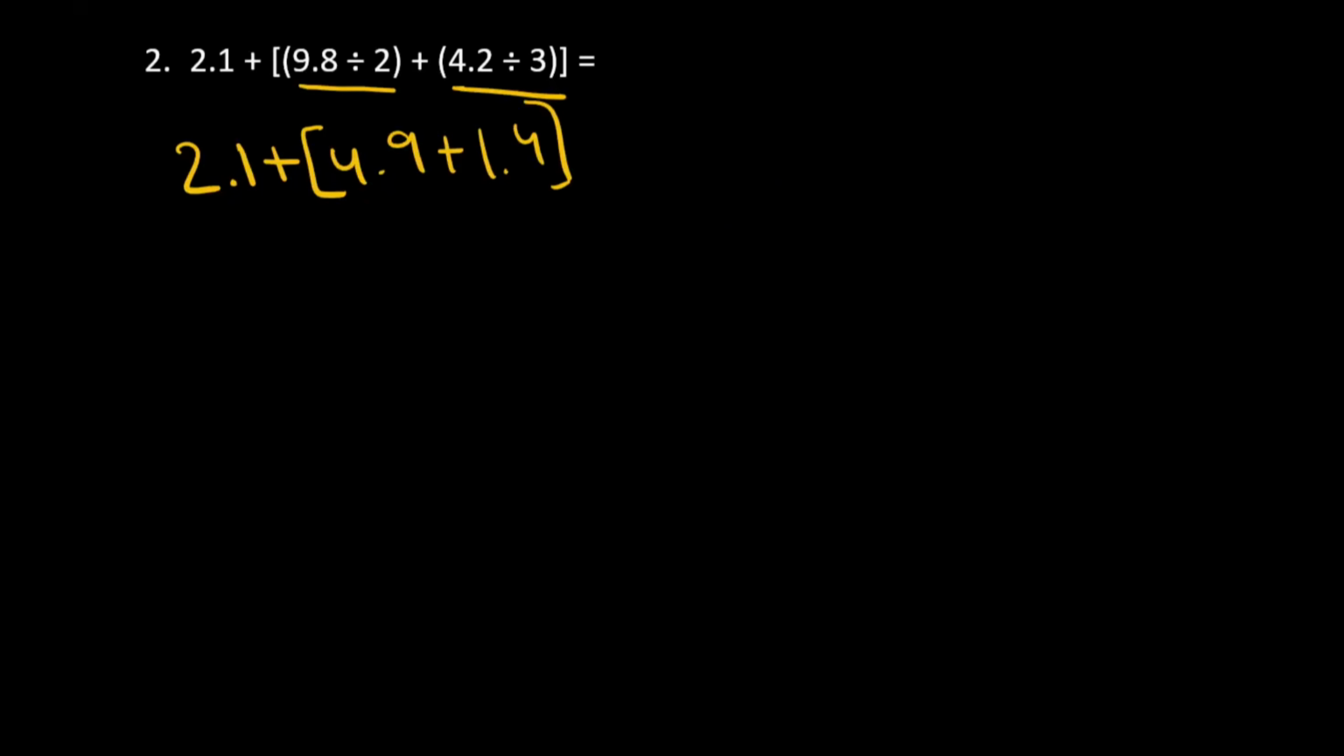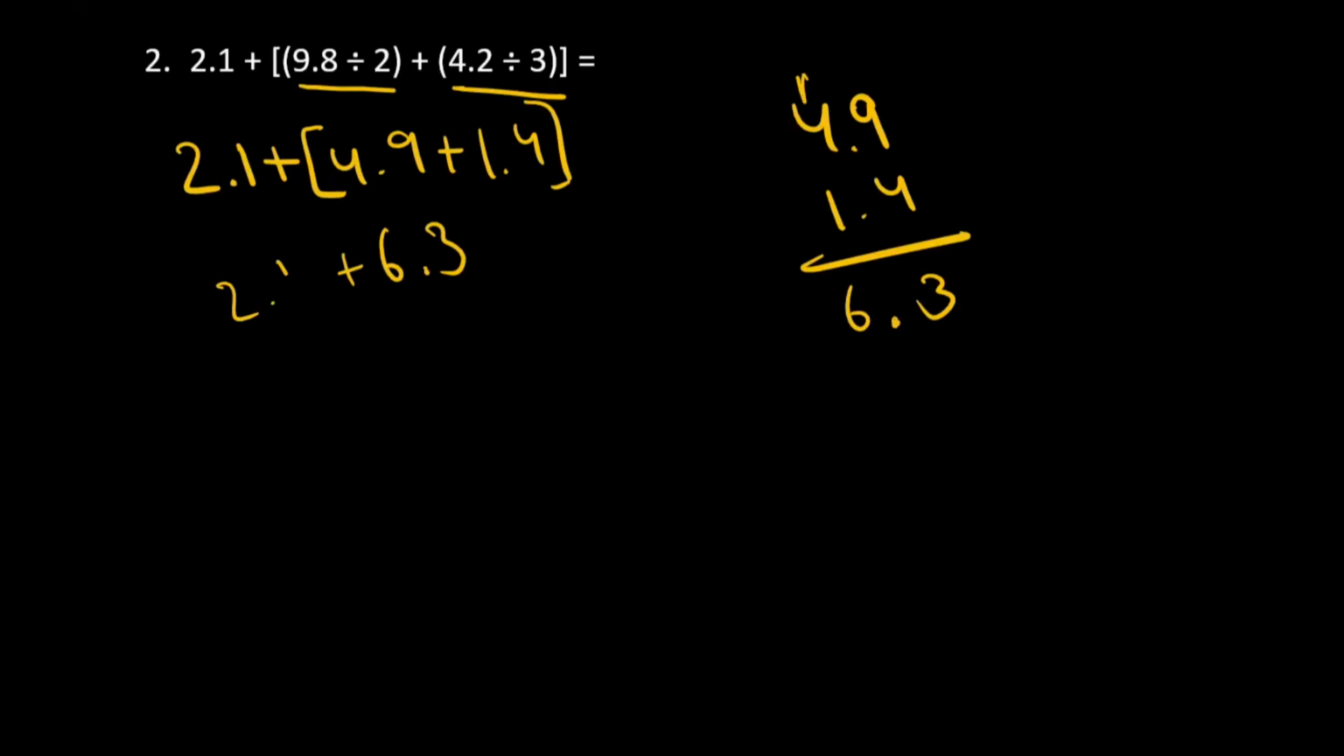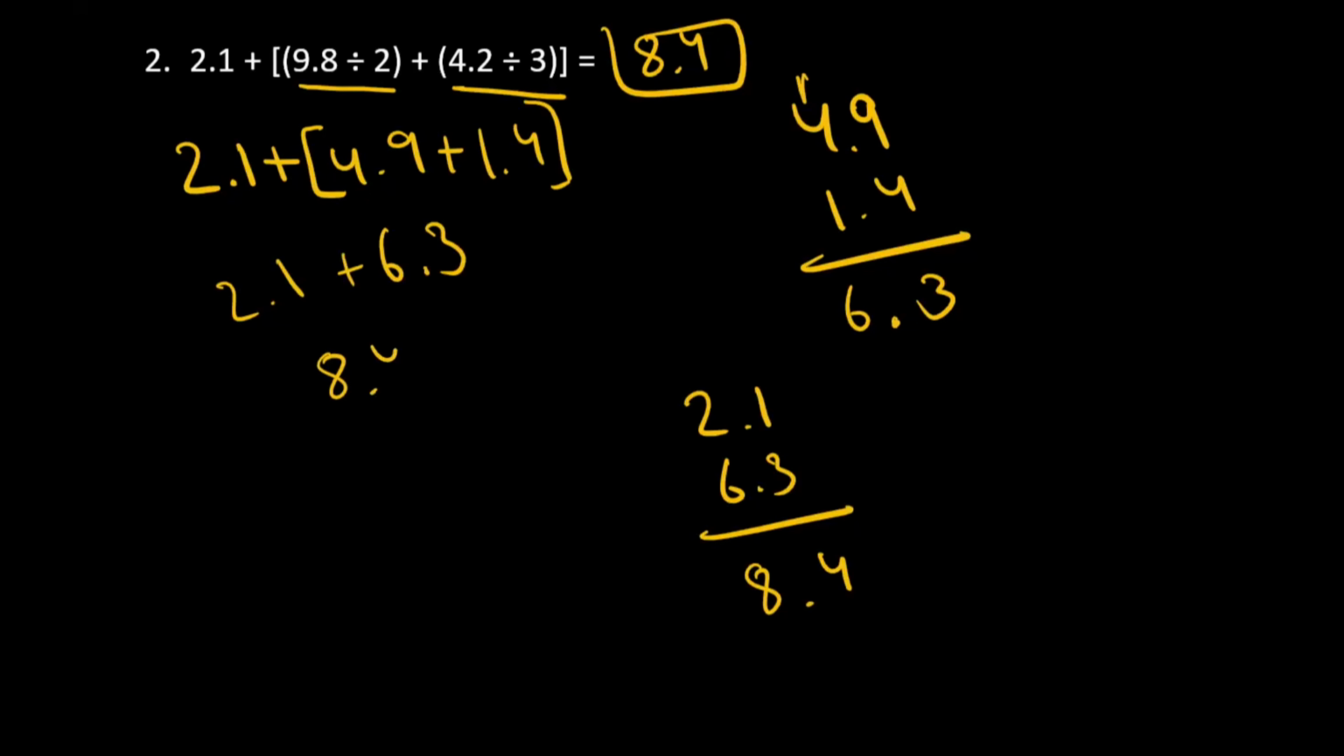Now we're going to do 4.9 plus 1.4. So let me just write that. 4 plus 9 is 13. 4 plus 1 is 5. 5 plus 1 is 6. And then we add the decimal point here. That would be 6.3. Now we have to add it to 2.1. So 2.1 plus 6.3 is, so 1 plus 3 is 4, and then 6 plus 2 is 8, and we add the decimal point. So our answer for the second question is 8.4.